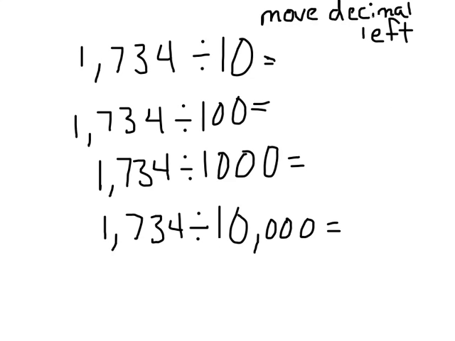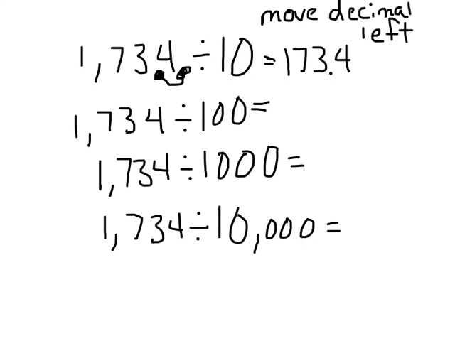What's 1,734 divided by 10? Well, I need to move the decimal to the left 1 time because 10 is 10 to the first power. I don't see a decimal in my number. What place does the decimal always come after? The decimal always comes after the ones place, so I can imagine a decimal after the 4. To divide by 10, I'm going to move that decimal once to the left. So 1,734 divided by 10 is 173 and 4/10.